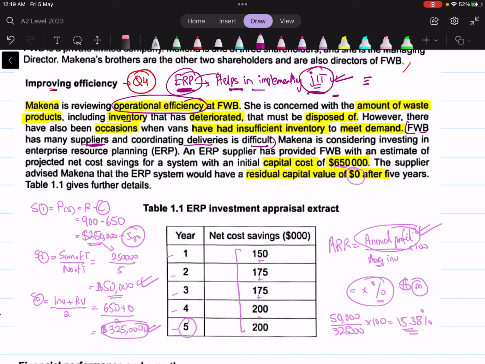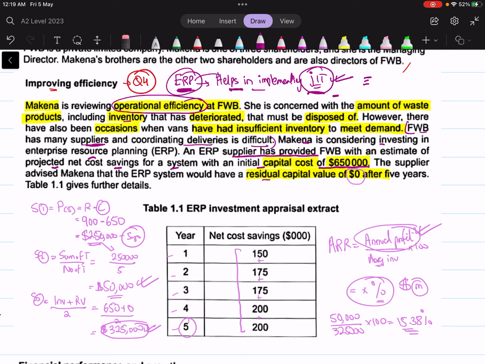So let's move on. Makina is considering investing in ERP. An ERP supplier has provided FWB with an estimate projected net cost savings for a system with an initial capital cost of 650,000. The supplier advised Makina that the ERP system would have a residual capital value, and so on.